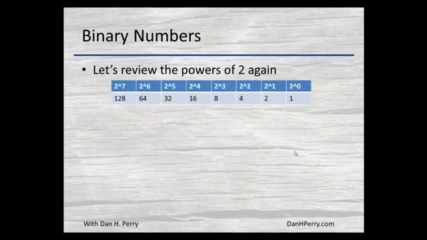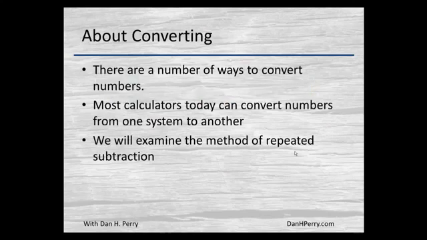Once again, we need to go back and look at the powers of 2 and remember, starting at the leastmost bit on the right, it's 2 to the 0 or 1, 2, 4, 8, doubling each time. Now, there are a bunch of ways you can convert numbers, and most calculators today, especially any scientific and engineering calculators, can convert numbers from one system to another. The built-in calculator in Windows can also do that.